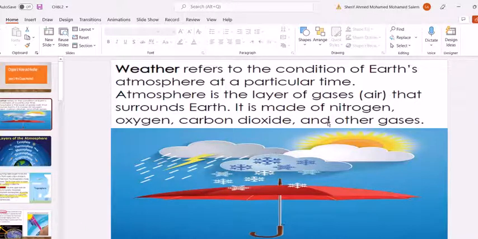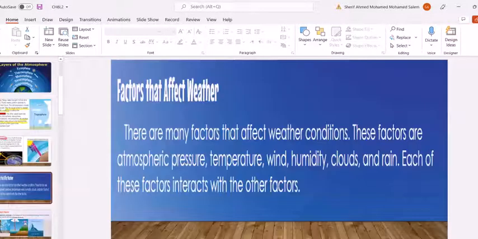Okay? So today we studied the atmosphere. What is the meaning of atmosphere? The air around the Earth. What is the meaning of weather? The conditions of the Earth's atmosphere at a particular time. What are these conditions which affect the weather? Air pressure, humidity, temperature, wind, clouds, and rains.